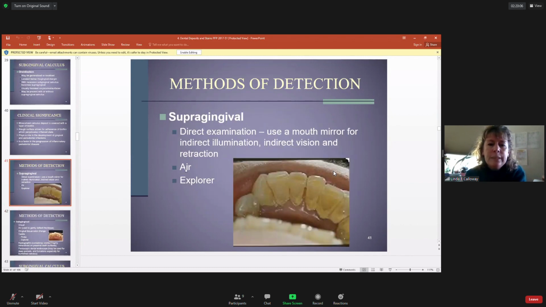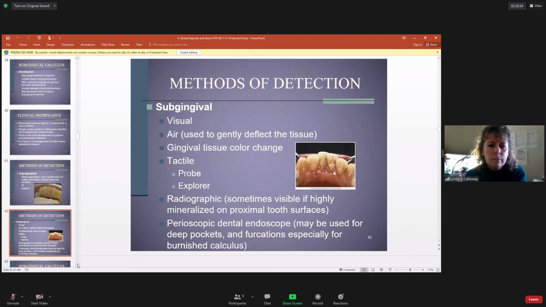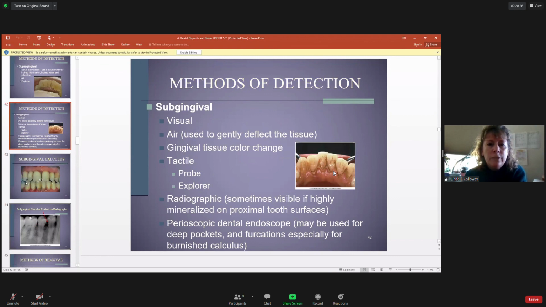So you can see it sometimes. Air will dry and turn it chalky if you can't see whether you've gotten it all off. When we can use air again liberally, right now we'll be using gauze to dry to help see, because the tooth enamel is shiny and has a sheen to it even when dry, and calculus becomes chalky by its nature of being porous. You can feel it with your explorer. You can even feel it with a probe if it's rough enough. And we already talked about that.